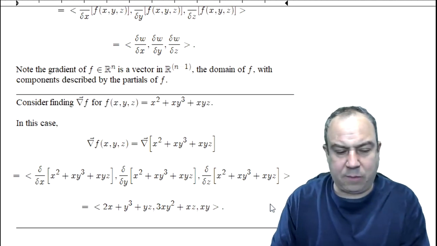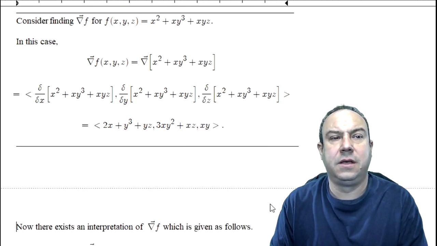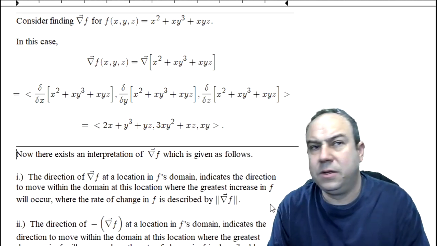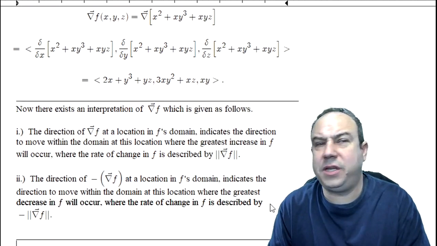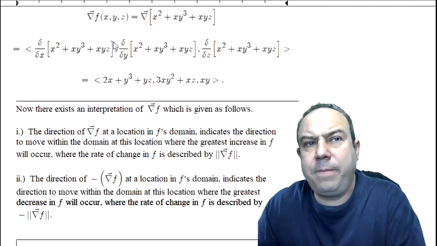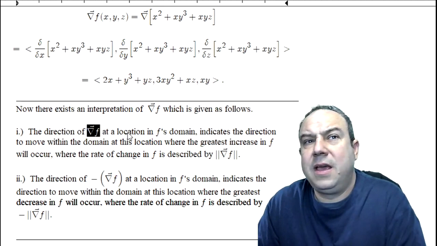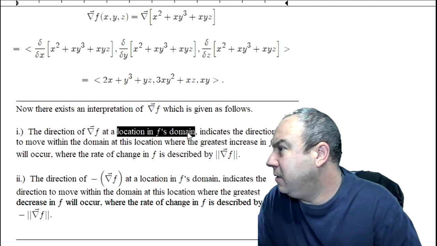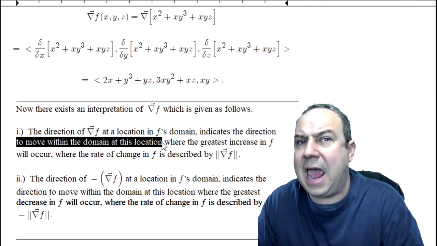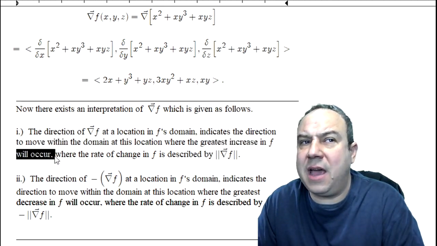All right. Now, what do I mean by describing this surface? There does exist an interpretation of the gradient, which is mentioned here in the following two notes. First of all, the direction of the gradient at a location in F's domain indicates the direction to move within the domain at this location where the greatest increase in F will occur.